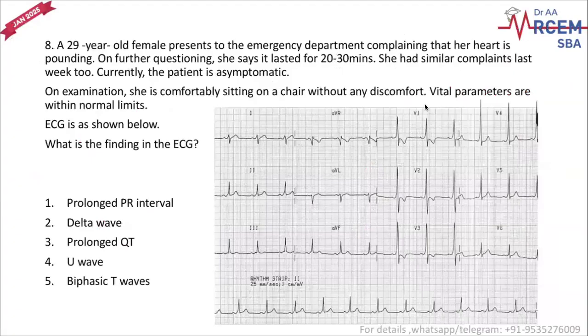A 29 years old female presents to the ED complaining that her heart is pounding. That is basically palpitations. Pounding means palpitations. On further questioning, she says it lasted for around half an hour. She had similar complaints last week too. Currently, the patient is asymptomatic. On examination, she is comfortably sitting on the chair without any discomfort. Vital parameters are within normal limits. ECG is shown. What is the finding on the ECG?